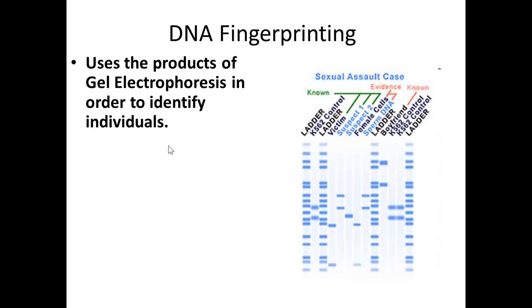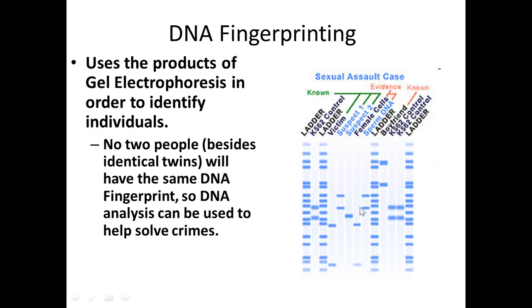Alright, and this is called DNA fingerprinting. So this thing over here, this is your DNA fingerprint, not like the ones on your thumb. You use gel electrophoresis in order to identify individuals. It says no two people besides identical twins will have the same DNA fingerprint. So DNA analysis can be used to help solve crimes. And it's talking about, remember, these fingerprints, not the fingerprints on your fingers.